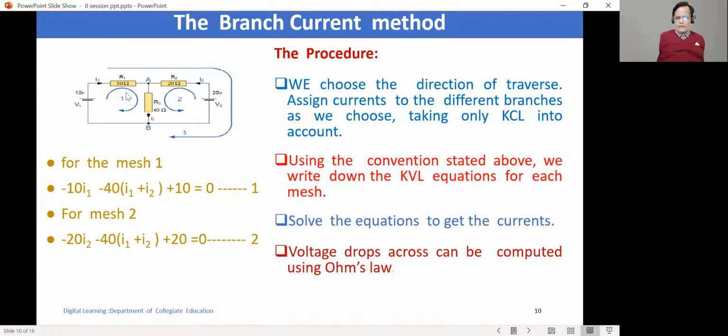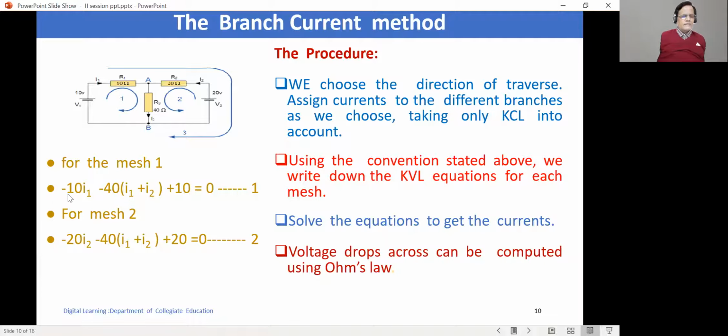In addition to R1, R2, R3, I have also given some sample values for these resistors. Therefore, if we apply the KVL and adopt the branch current method to mesh 1, we will have the equation. First, I am going clockwise through the resistor R1. I1 R1 is the voltage drop. The corresponding number is 10.